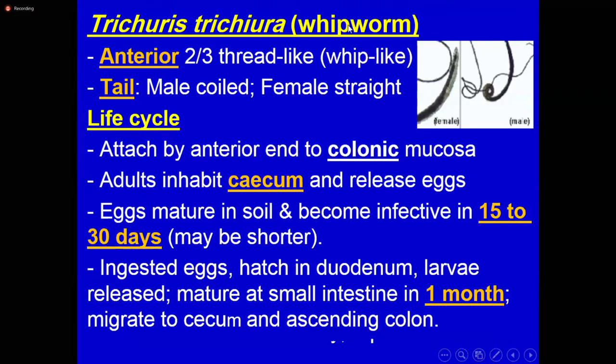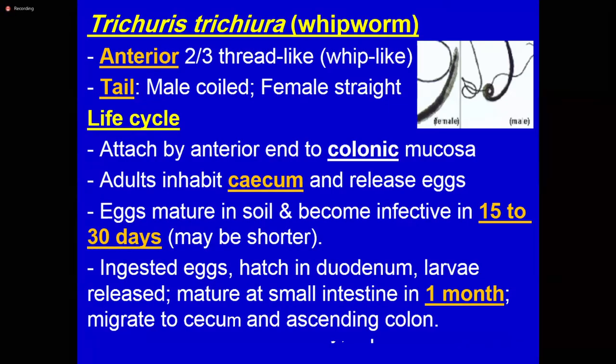Trichuris trichiura, the whipworm. You see the shape here, we will see another picture. The anterior two-thirds has a thread-like whip. Whip means thread. The tail of the male is coiled. You can see the coil of the male, while the end of the female is tapered and straight.